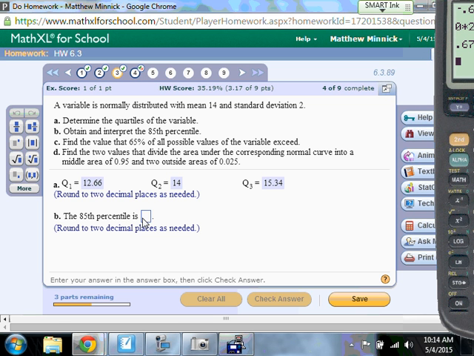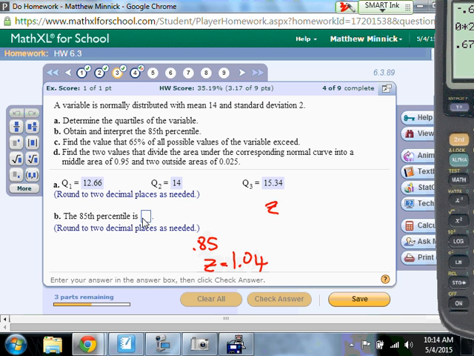85th percentile. They're asking us to find the z-score for something that has 85% of the data to the left of it. So if I go to my table, I'm looking for 0.85, and the z-score that matches up to that is 1.04. So the z-score is 1.04.